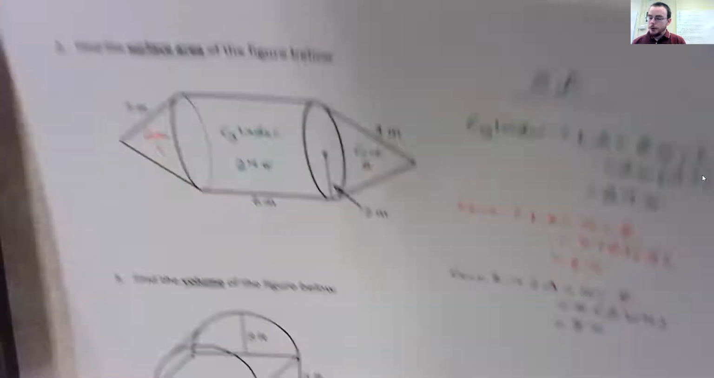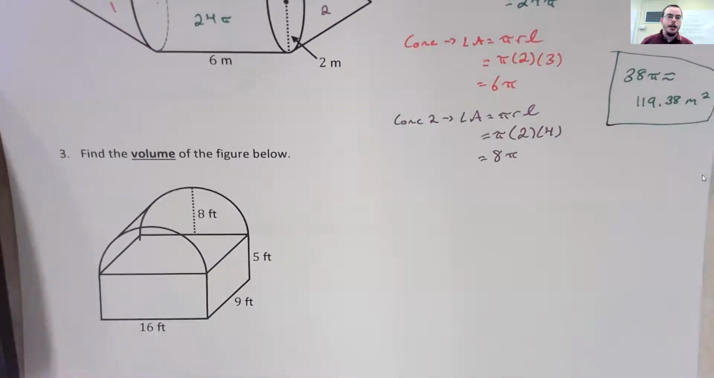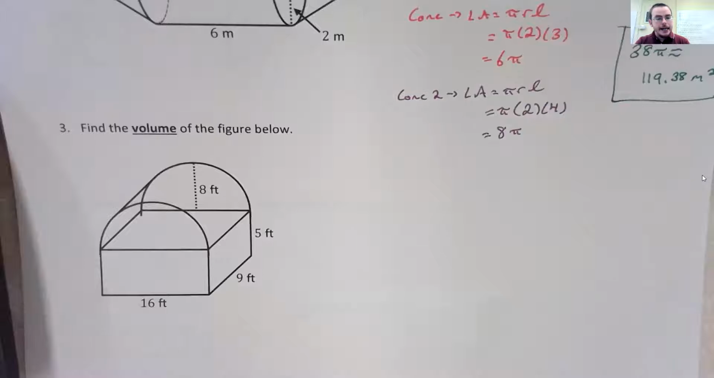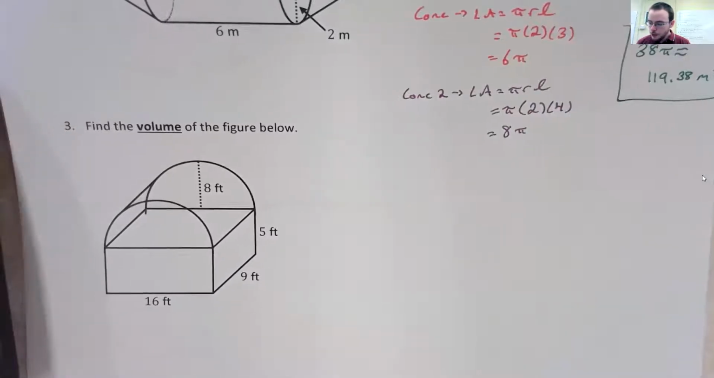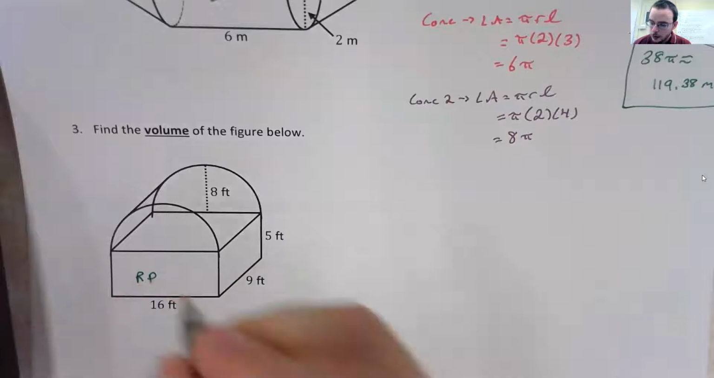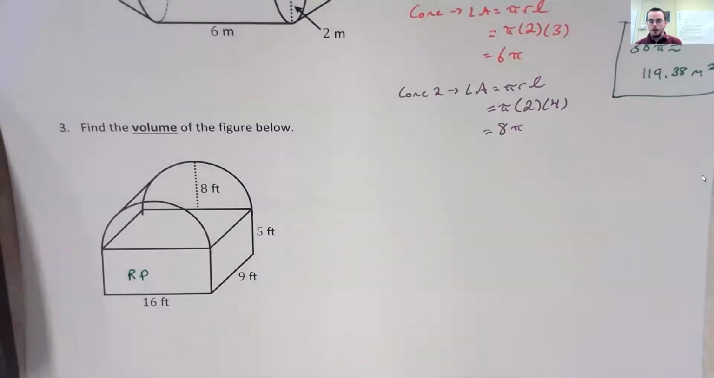All right, so let's look at number 3. Number 3 says to find the volume of the figure below. So what shapes do you see there? Well, the bottom is very clear. The bottom is a rectangular prism. Okay, so the bottom's very easy to see. I'm just going to call it RP for rectangular prism.